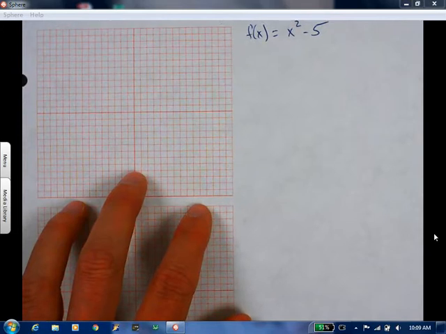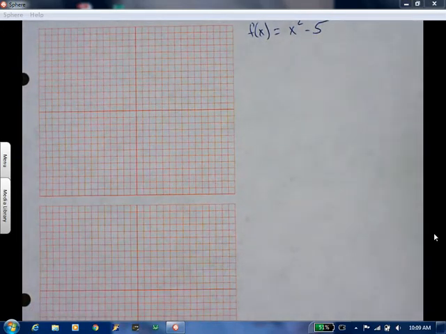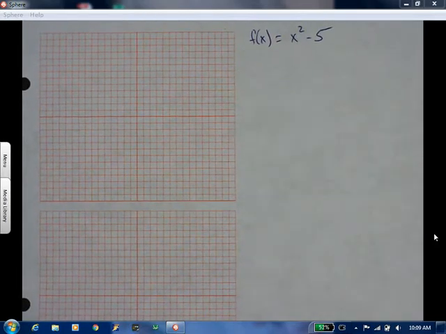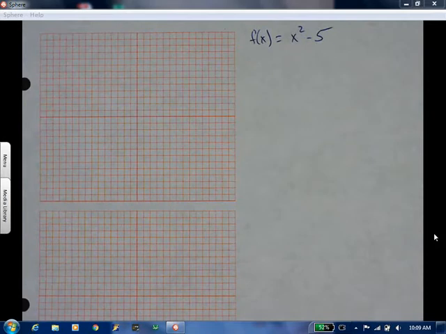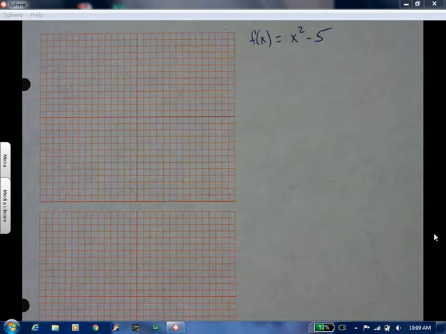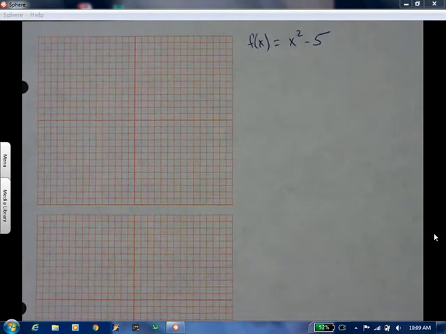And everybody's getting different graphs. Sorry about that. That one. This one, just right up here. Yeah. That should be it. There you go. Thank you.